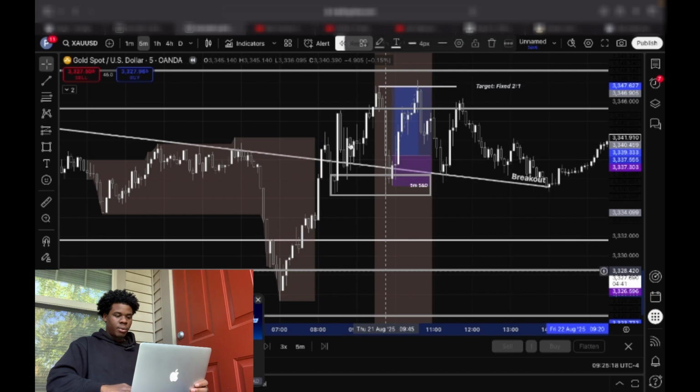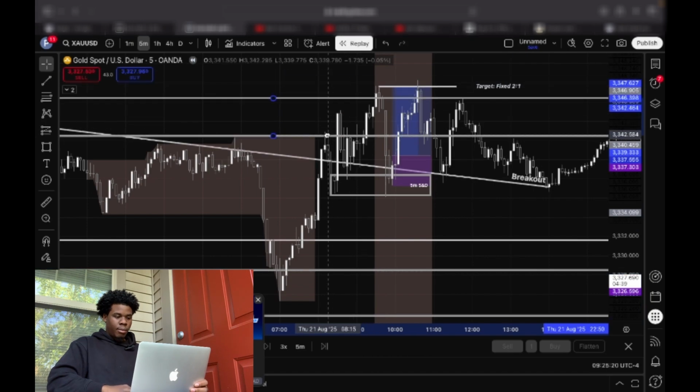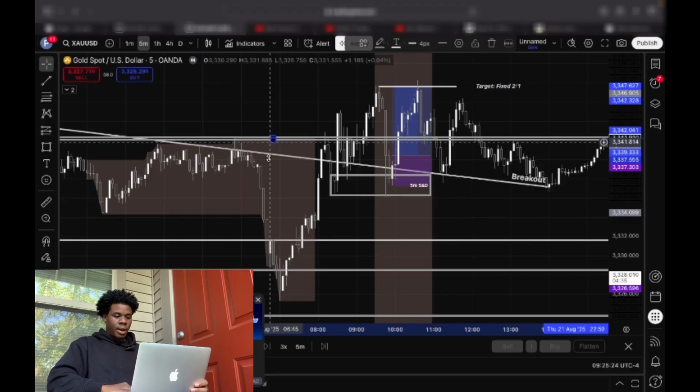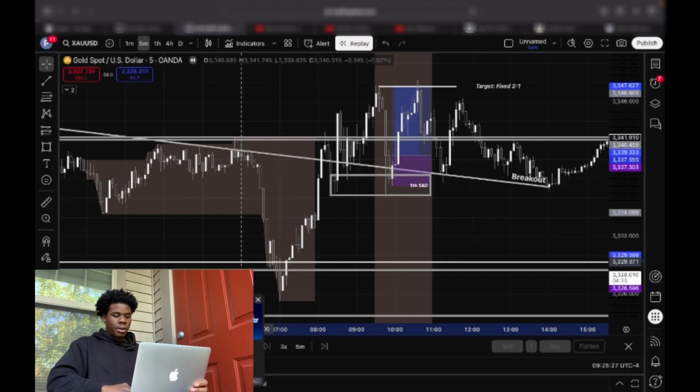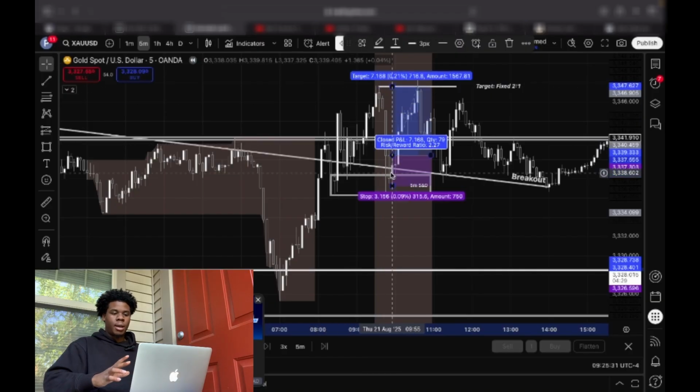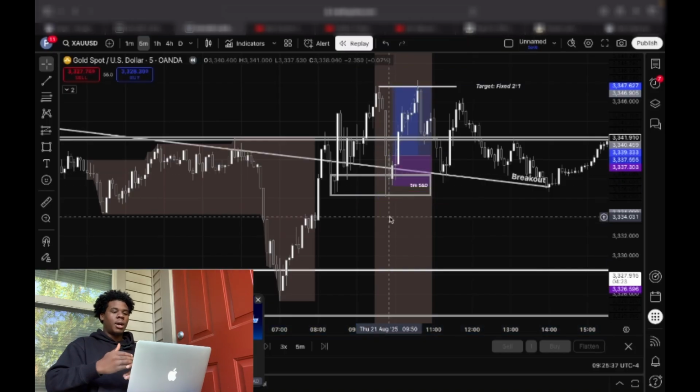So let me move this stuff out of the way so it's clear. And let me show you guys something too. Now you guys can see we have a 5-minute pre-session breakout. Same thing. And this is why I say you could use the 5-minute chart by itself if you wanted to, but with more confluence, it gives you way more confidence. And if you have the technical skill and abilities, why not do that? You know what I'm saying?